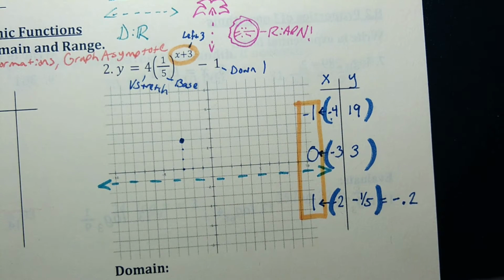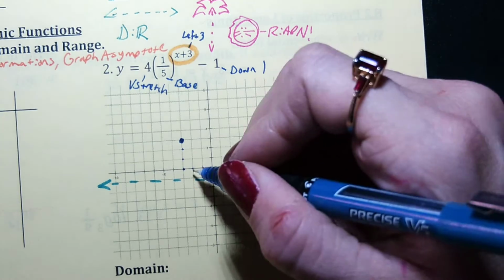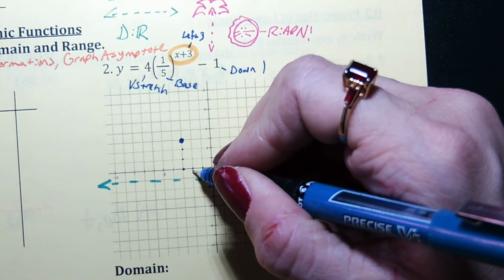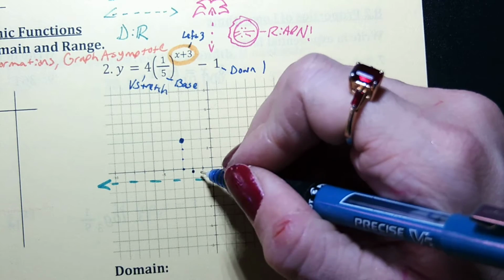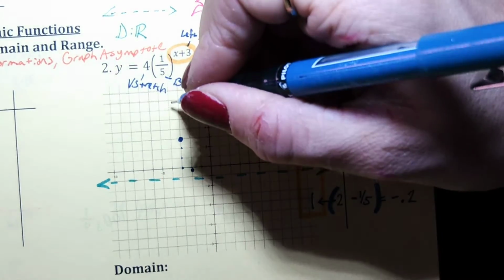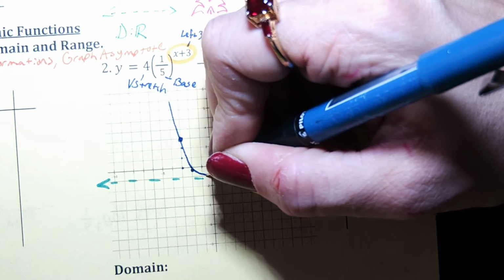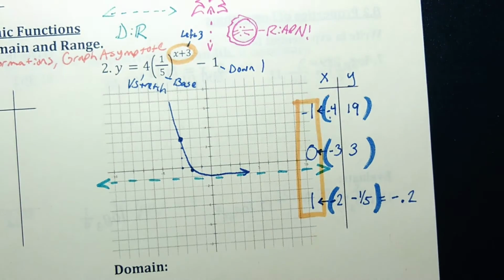Then backwards 2, it's kind of tough to see that negative, but it's there. Backwards 2, and then down a fifth. Right about there-ish. So it looks like we are decaying, getting closer, closer, closer, closer towards that asymptote.